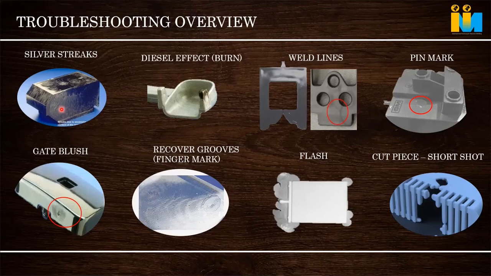Similarly, there are a few other streaks, like burn streak. Yesterday we were talking about the injection molding nozzle. The nozzle is very prone to overheating, because it is a small portion with small volume. If overheating happens, a brown kind of mark will come on the part. It is known as burn streak.